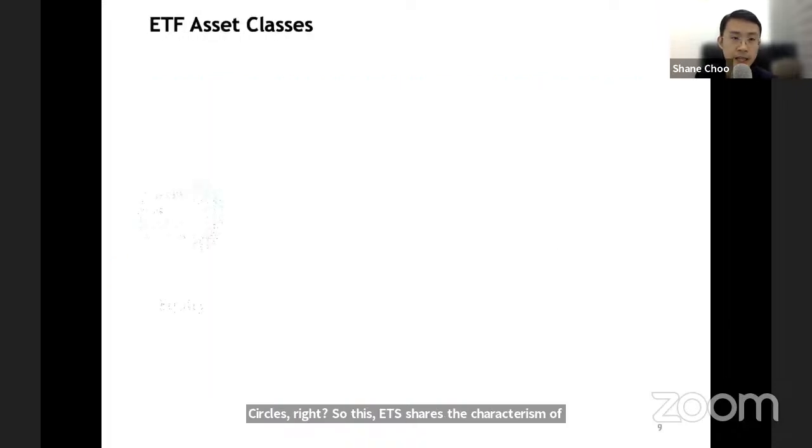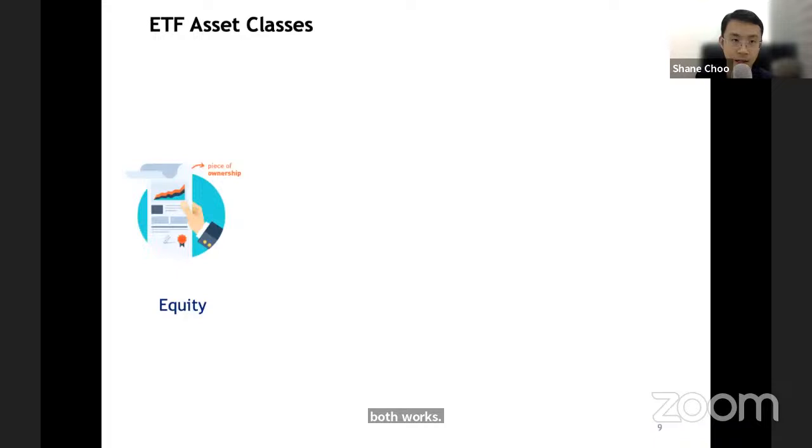So when I talk about ETFs, we have so many different asset classes. Every ETF has its own investment objective, just like when you buy a unit trust, they have their own investment objective. So when you buy an ETF, it is the same. You must understand the investment objective. And different ETFs buy into different asset classes.